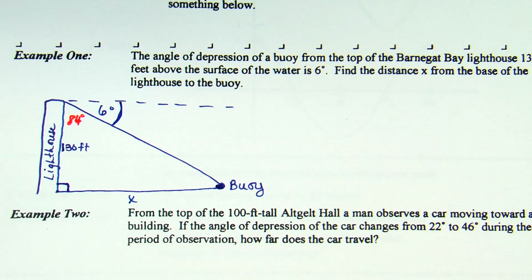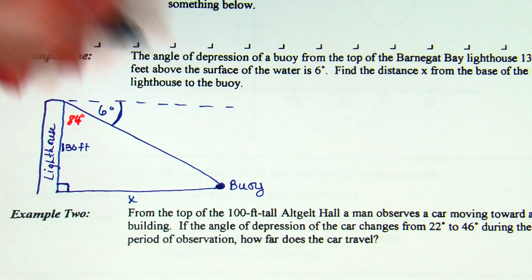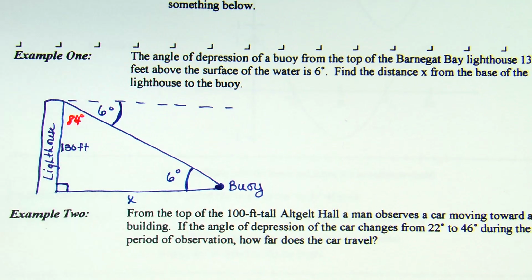Now, there's another option. It's the opposite angle of 6 by the buoy. This angle right here by the buoy is 6 degrees. And that's more the angle I'm going to use. Although, honestly, it doesn't matter. You could have used either.